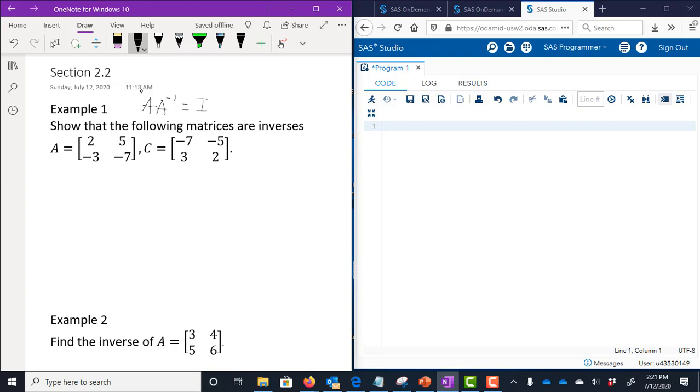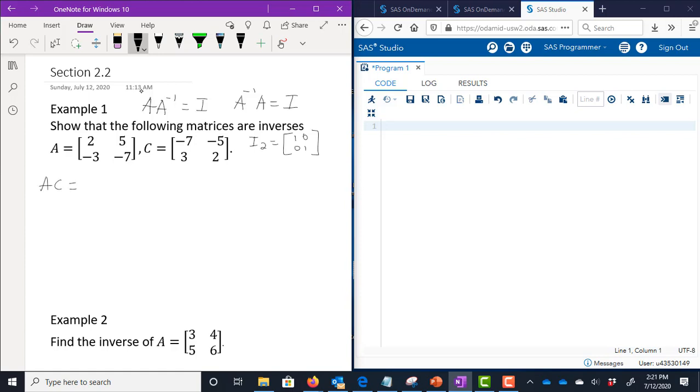We can do it using right multiplication or left multiplication. So A inverse times A is equal to the identity matrix. The identity matrix for a 2 by 2 matrix looks like this: 1, 0, 0, 1. So as long as we obtain that, they would be inverses. So we need to multiply A times C and C times A to check it.